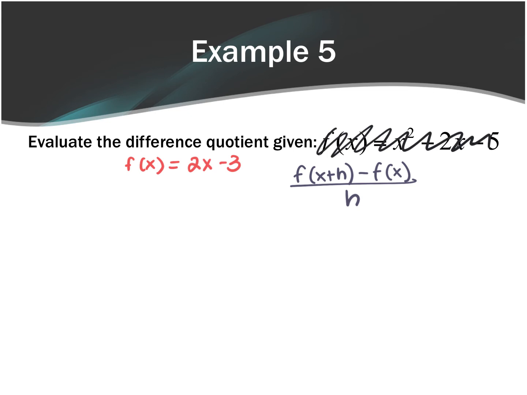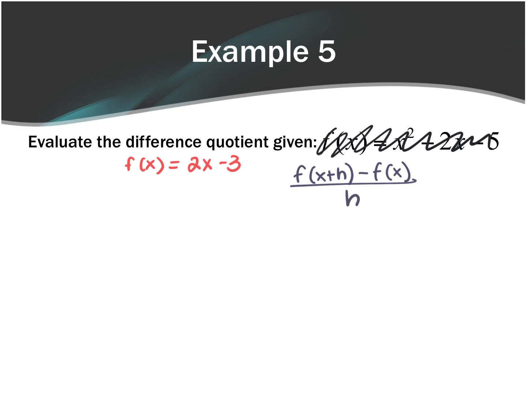Okay, so this is the problem. This is what f of x is. It's going to give you what f of x is, and then it's going to say find the difference quotient. There are 3 parts to the difference quotient: f of x plus h, f of x, and h. Okay? I'm literally going to separate them out.